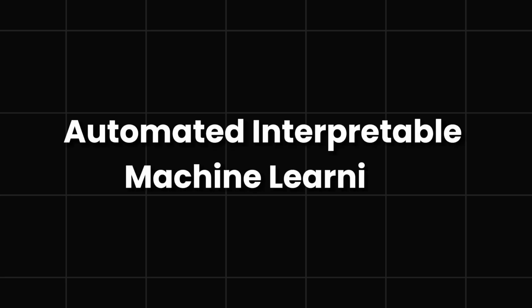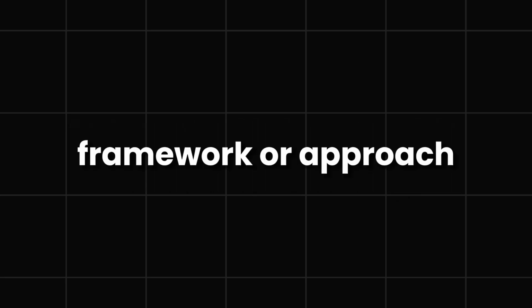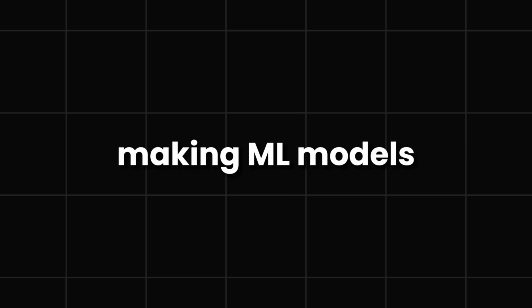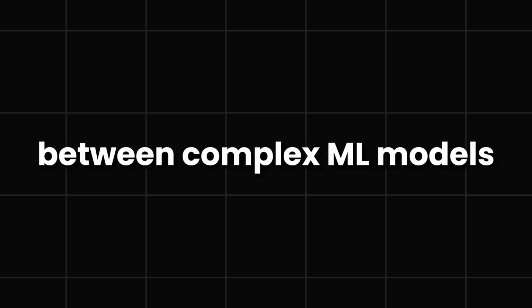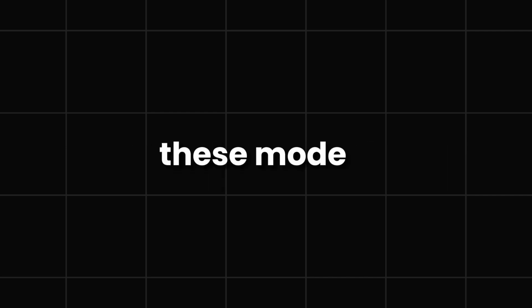AIME stands for Automated Interpretable Machine Learning. It is a framework or approach aimed at making machine learning models more interpretable and understandable by automating the process of generating explanations for model predictions. Its goal is to bridge the gap between complex machine learning models and human understandable insights, ensuring that stakeholders can trust and effectively use these models.